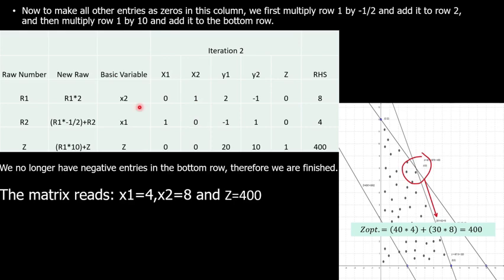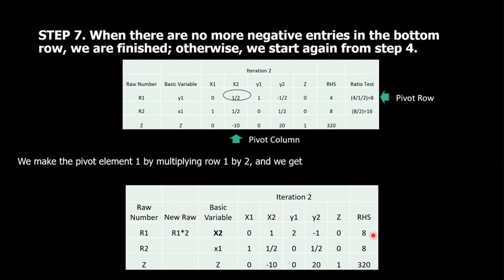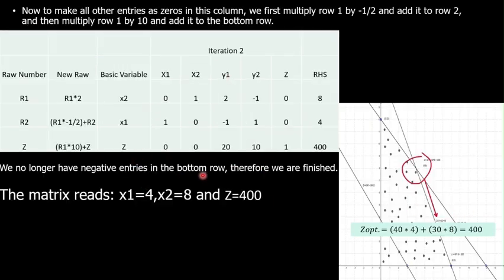We can see in this tableau that the basic variables now are x2 and x1. x2 equals 8, x1 equals 4, and z equals 400. And we can see that there are no negative values in the row of Z. This means that we have reached the optimum solution, and we should stop here. Because if we read the equation of Z from the row of Z, it reads as Z equals 400 minus 20 y1 minus 10 y2, because this is the standard form.